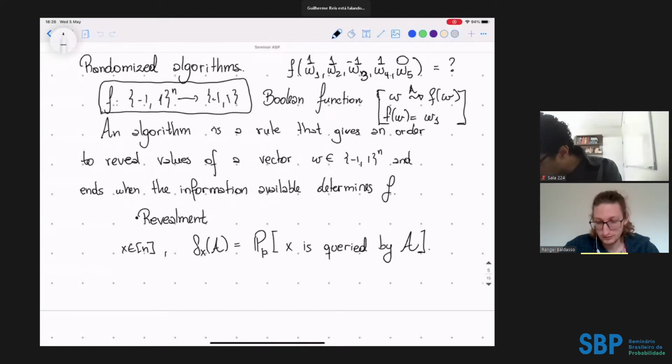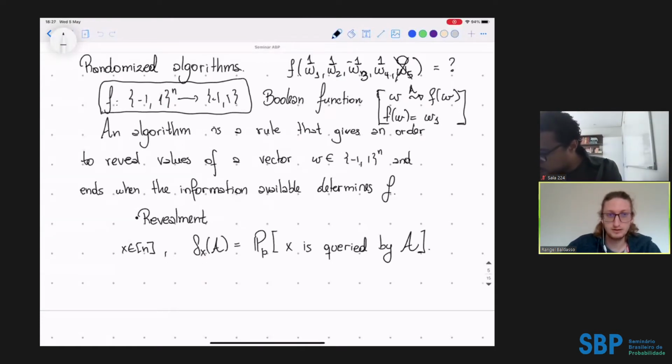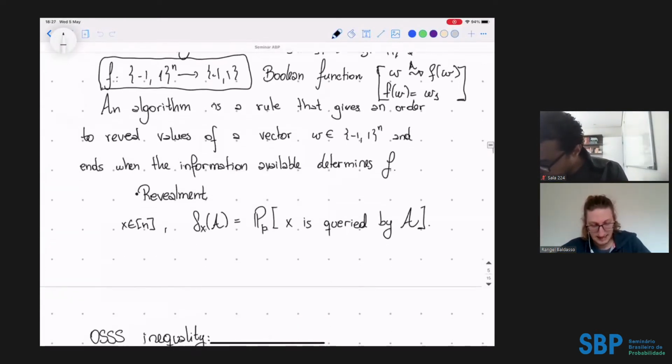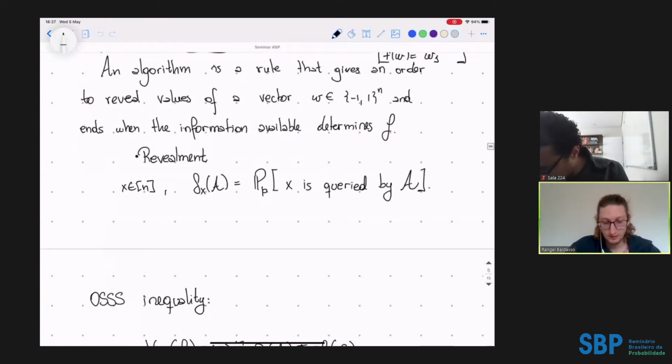So an algorithm is designed through the function, right? Yeah, you fix the function and you design the algorithm. Okay, so given the algorithm, you can define the revealment of the algorithm.